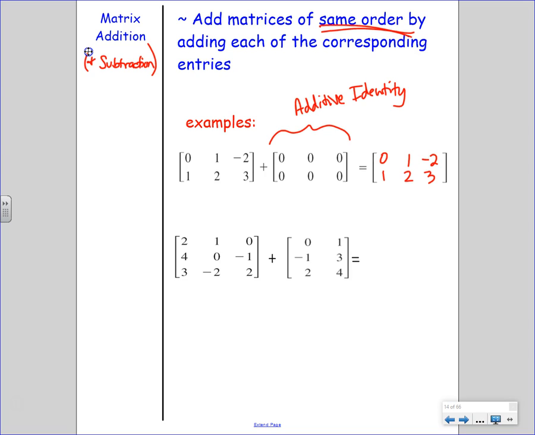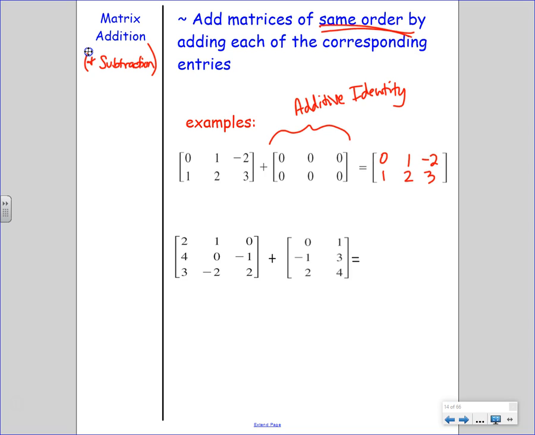What would be the additive identity of any normal number, like 5? What's its additive identity? 0. The only way to add to 5 and get 5 is by adding 0. Is that true for any number? So what's the additive identity for a matrix? A 0 matrix of the same size.